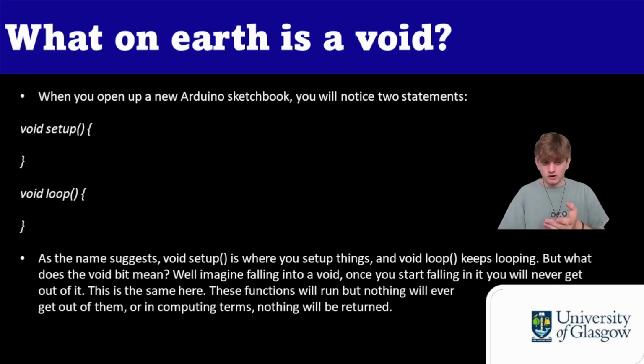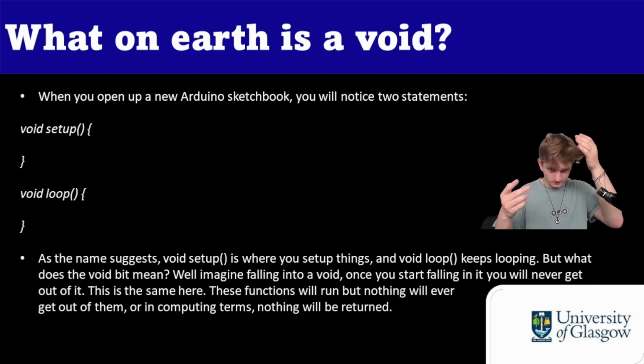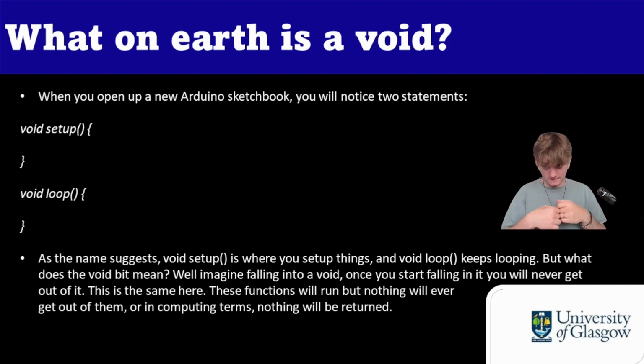Okay, so when you open up a new sketch in Arduino, you're going to see these two functions here, void setup and void loop. And you're going to want to know what they mean, and they're very important. They're the two most important functions that you use when you're playing with Arduinos. The name kind of gives it away here. Void setup is where you're going to put the code that you need to set up your Arduino. So you might specify what devices are connected to what ports, or you might specify how fast you want your code to run. That all gets done in that function there.